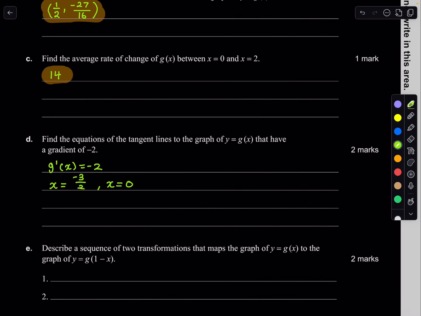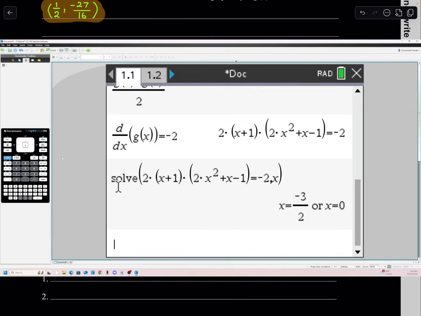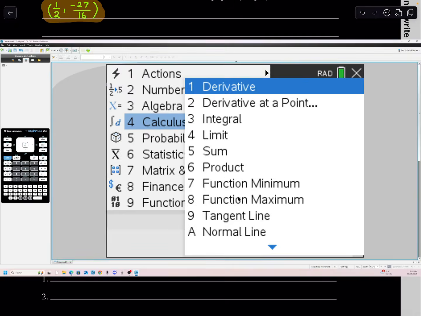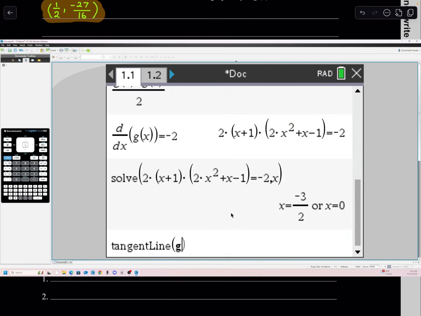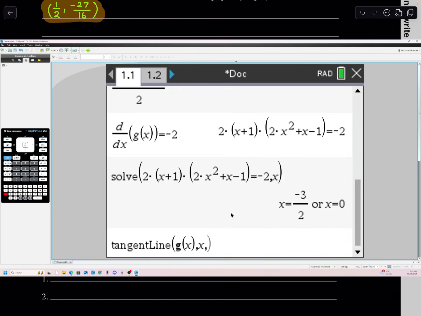Of course, to find the equation of the tangent, you can just do it with a CAS. So let's do it with a CAS. Remember, to find the equation of a tangent, all we do is go to menu, then calculus, tangent line, where we write the function, g of x, comma x, and at what point do we find the tangent?